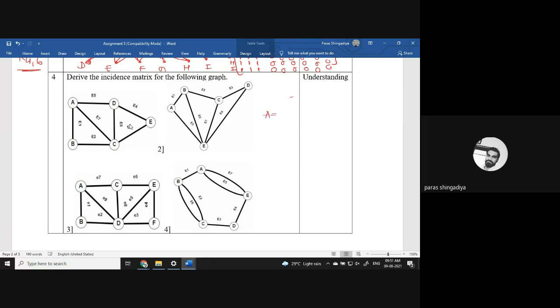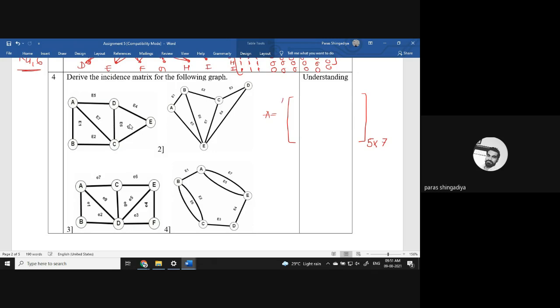So what will be the order of this matrix? It depends on the number of vertices and the number of edges. It has 5 vertices, so 5 rows will be considered in the matrix. And how many edges does the graph have? 7 edges, so it will be 7 columns. So you will get a 5 by 7 matrix.